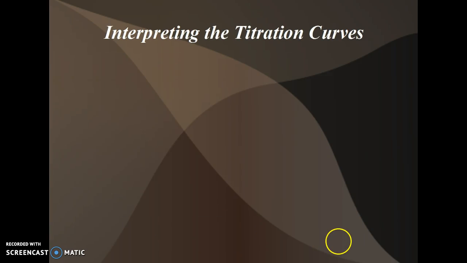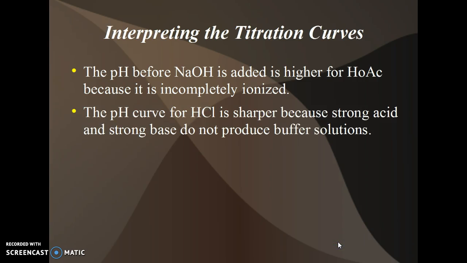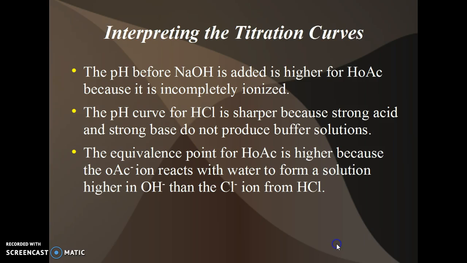Let's interpret that. First of all, the pH before the sodium hydroxide is added is higher for the acetic acid because it is incompletely ionized, whereas hydrochloric is 100% ionized. It dissociates 100% because it's a strong electrolyte. The pH curve for hydrochloric acid is sharper because if you react a strong acid and base, there is no buffer produced. There is a buffer produced when you react a weak acid with a strong base.